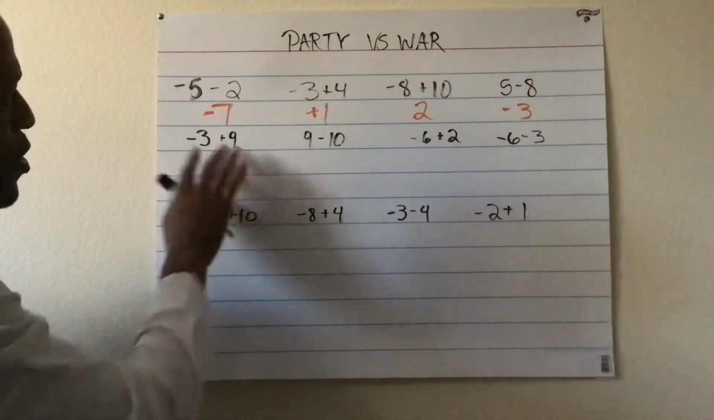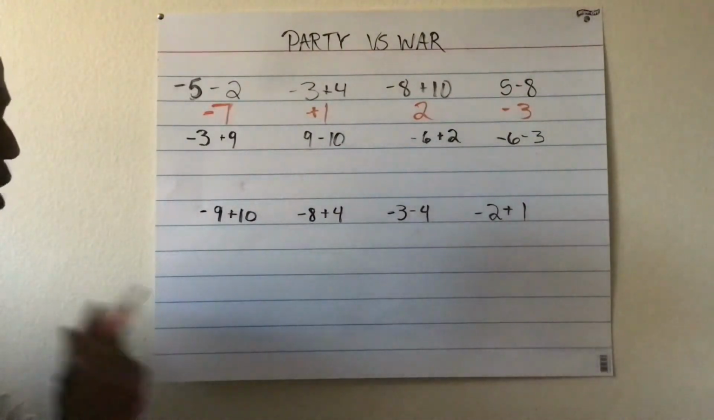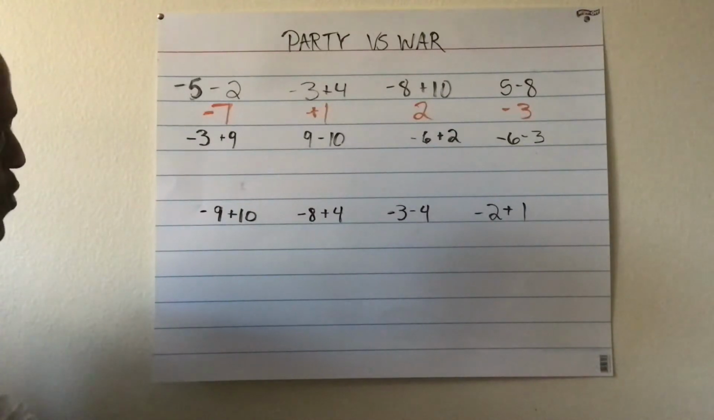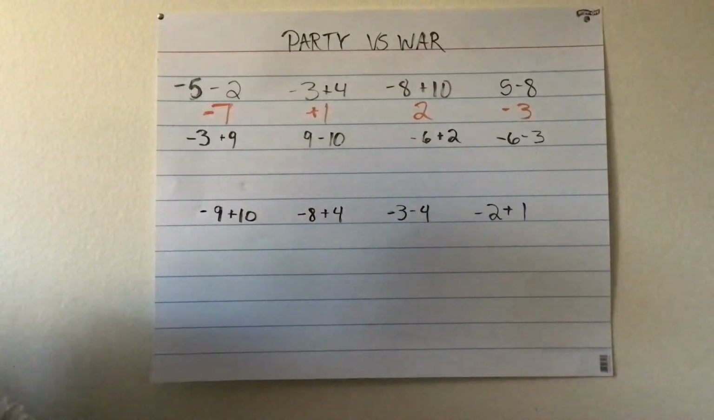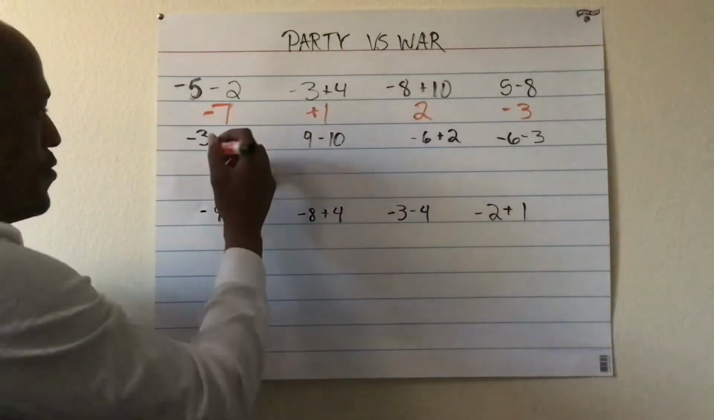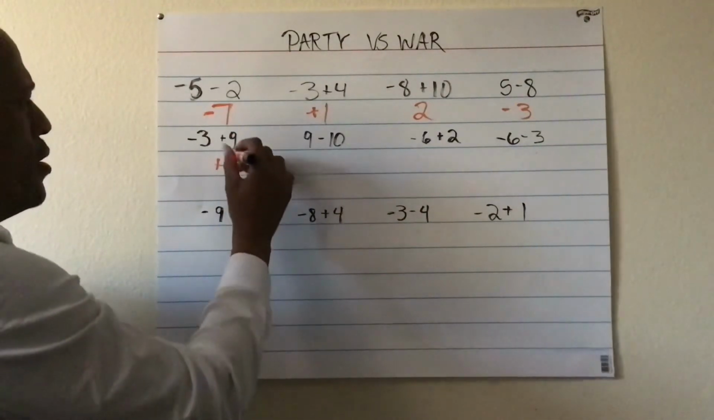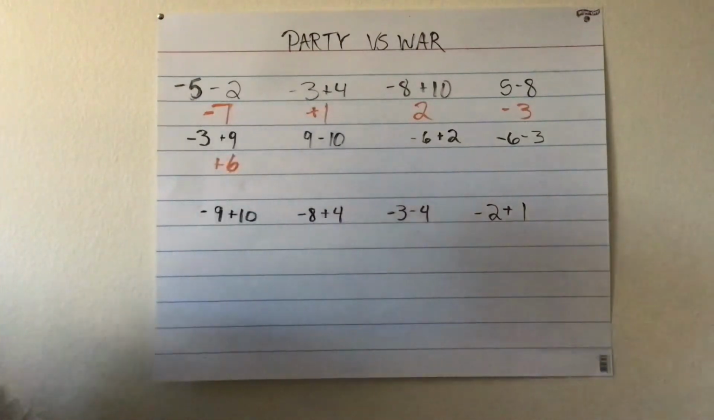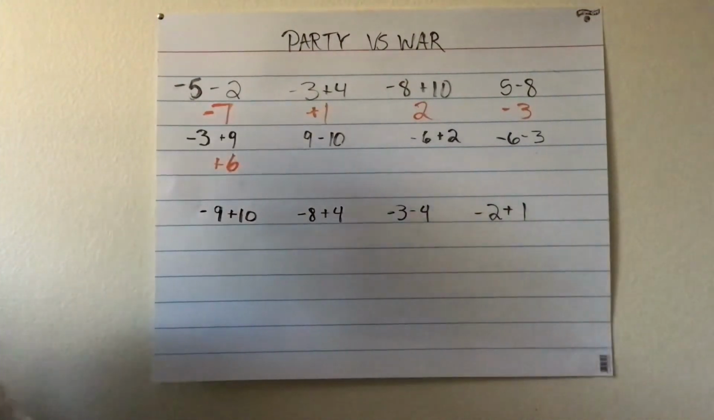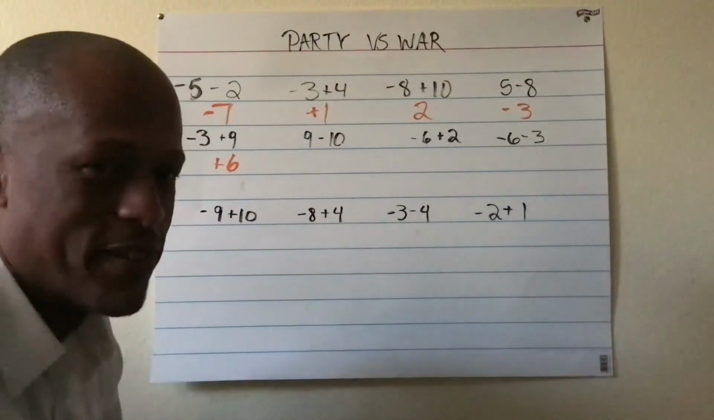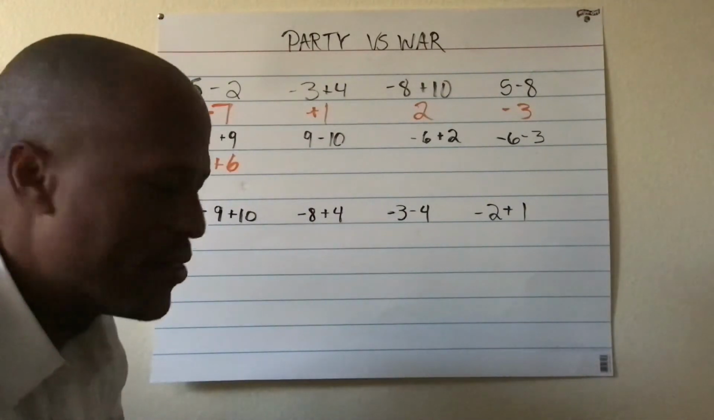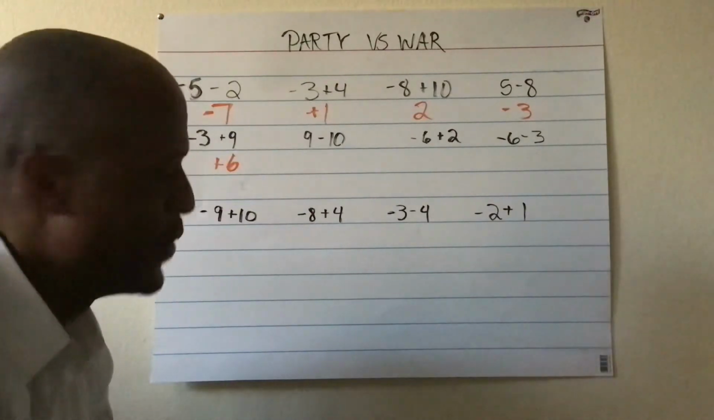Let's just keep going. Right here, do we have a party or war? -3 plus 9 is a war. If you're thinking war, that's correct. Who wins the war? Positives or negatives? Okay, positives. And by how much do they win by? 6. That's right. I wrote it before I said it that time. I do that all the time. My students often say, hey, Brown, you just said the answer. Sorry. Anyway, let's keep going.